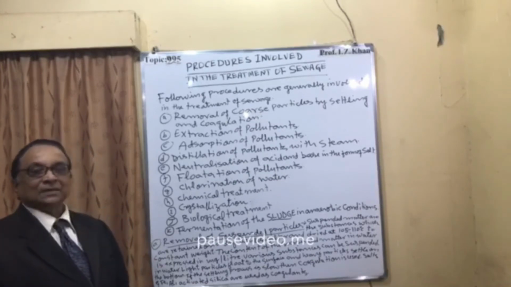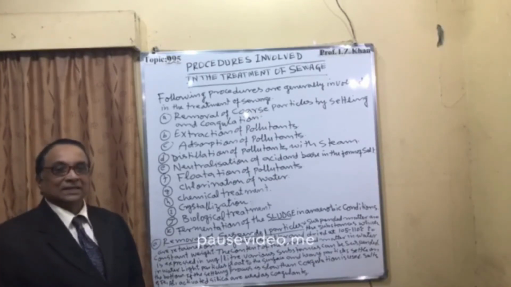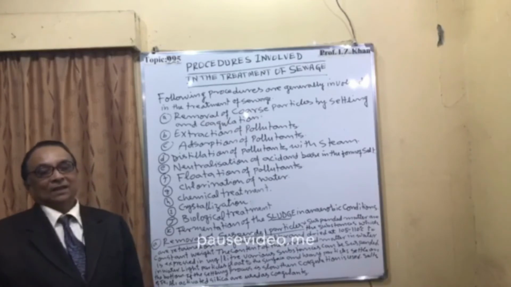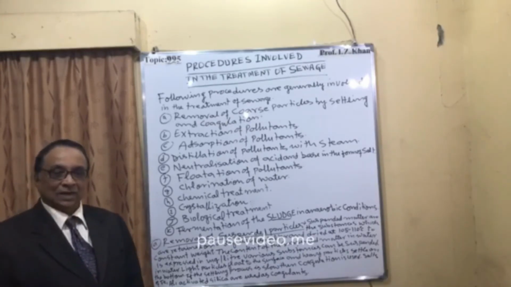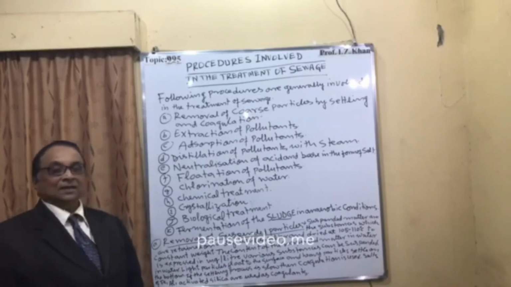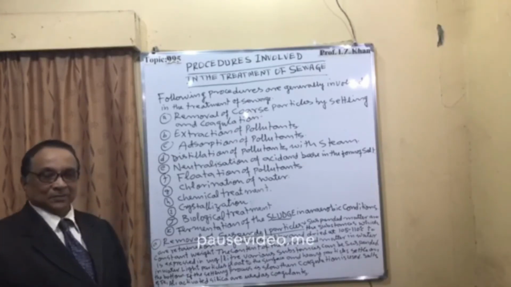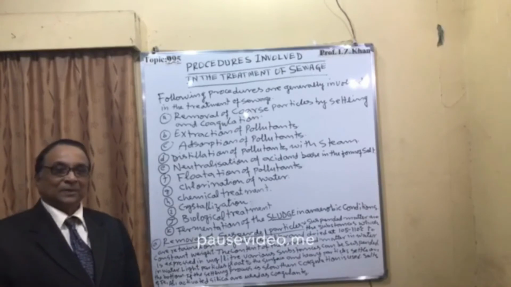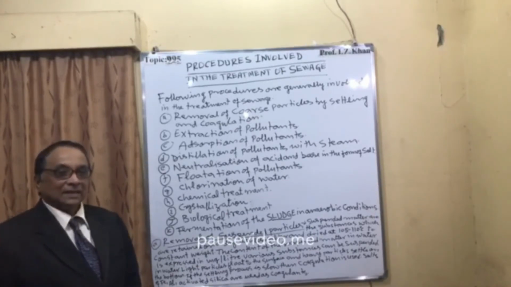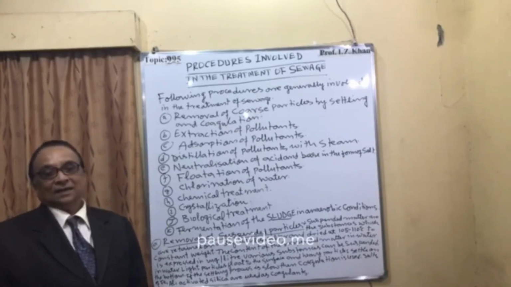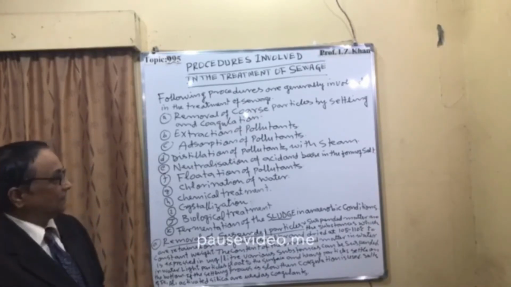Then E is neutralization of acids and bases in the form of salt. It's a very common method. Acid and base react, a suitable acid will react with a base, and that reaction is called neutralization, where salt formation will take place, and that salt will be in the form of a precipitate or a solid suspended particle, and that can be separated out. So in this way, acid as well as base in the sewage can be treated.